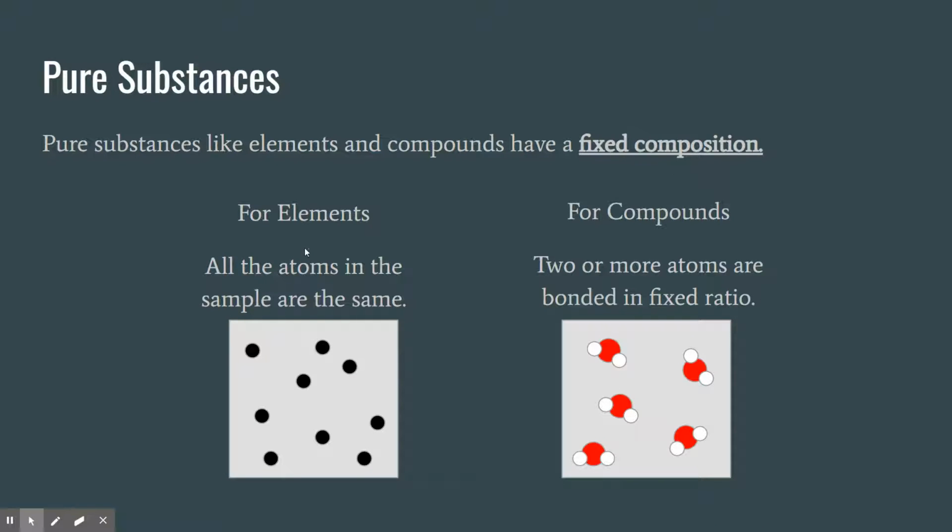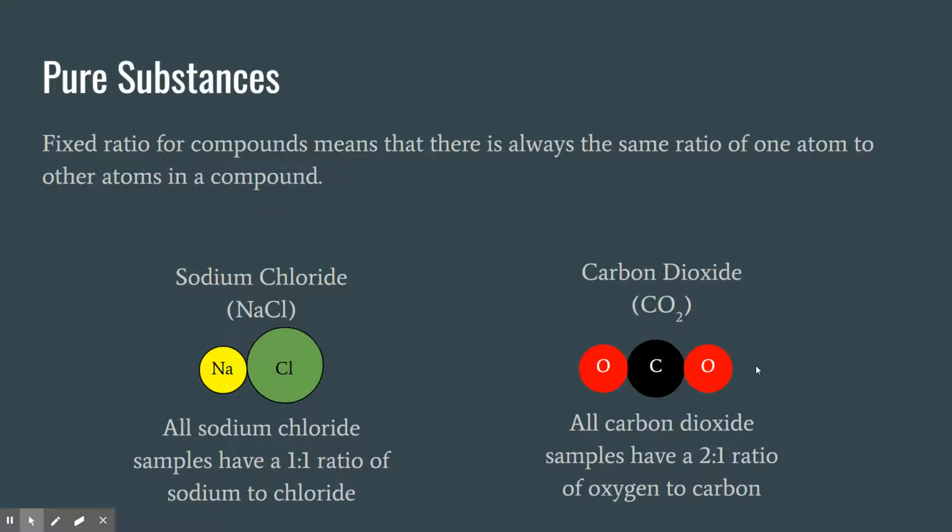And for elements, fixed compositions means that all the atoms in the sample are of the same element. For compounds, fixed compositions means that two or more atoms are bonded in a fixed ratio. So here, 1 red to 2 white, and that is the repeating fixed ratio. And I can see this in pretty much all compounds, this fixed ratio. Sodium chloride has a fixed ratio of 1 sodium to 1 chlorine. So we say that's a 1-to-1 ratio.